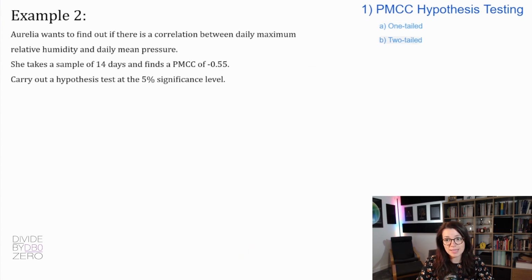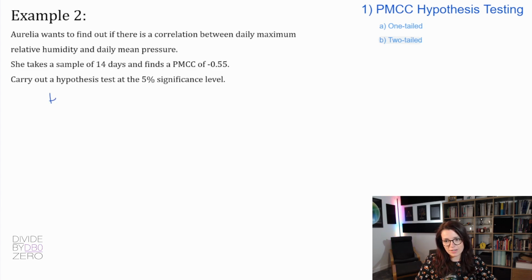Example 2, again PMCC, but this time a two-tailed test. It says Aurelia wants to find out if there is a correlation between daily maximum relative humidity and daily mean pressure. She takes a sample of 14 days and finds a PMCC of negative 0.55. Carry out a hypothesis test at the 5% significance level.